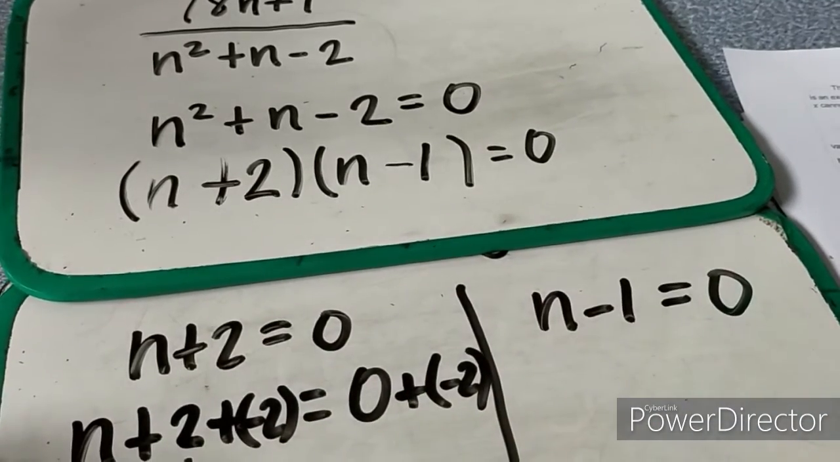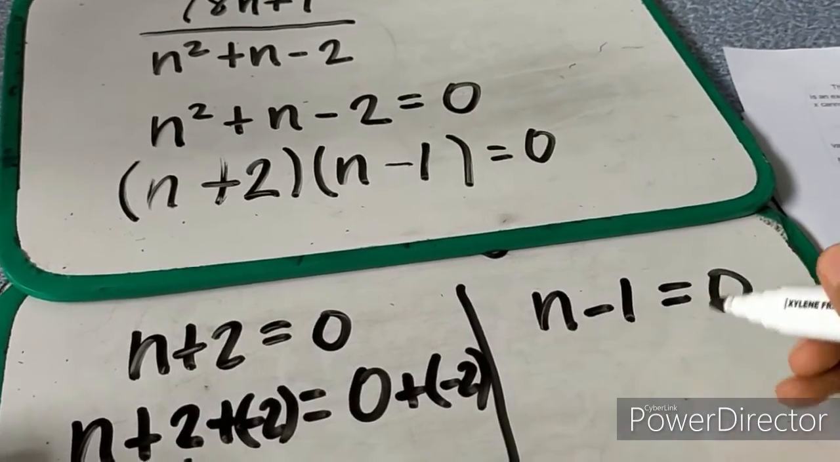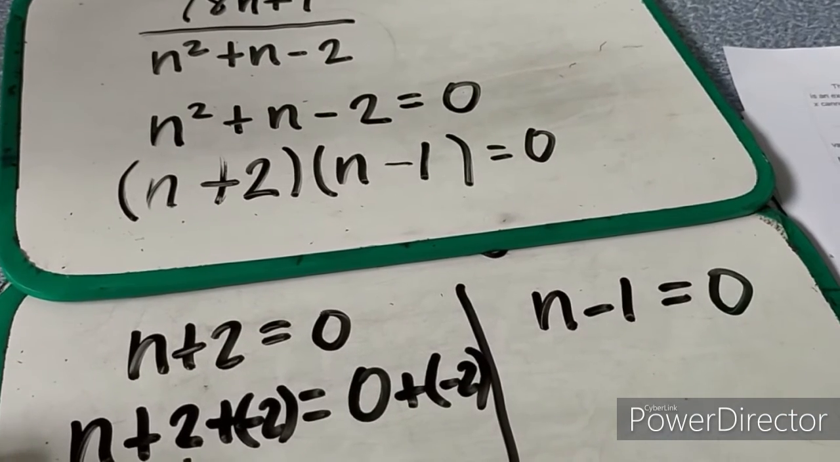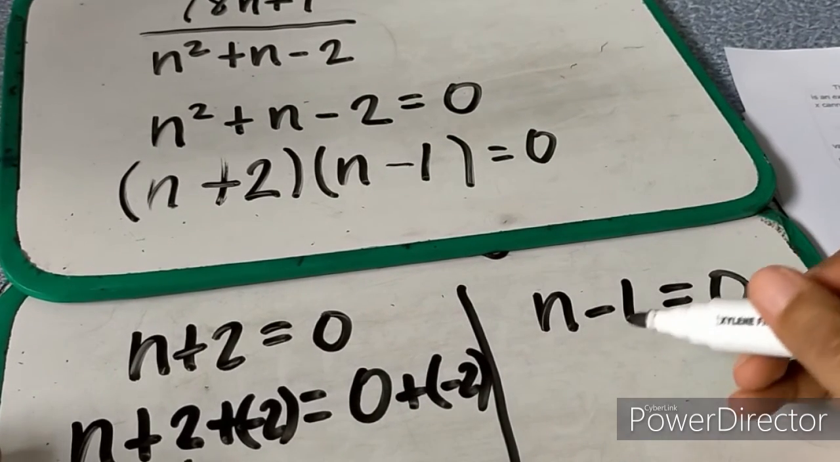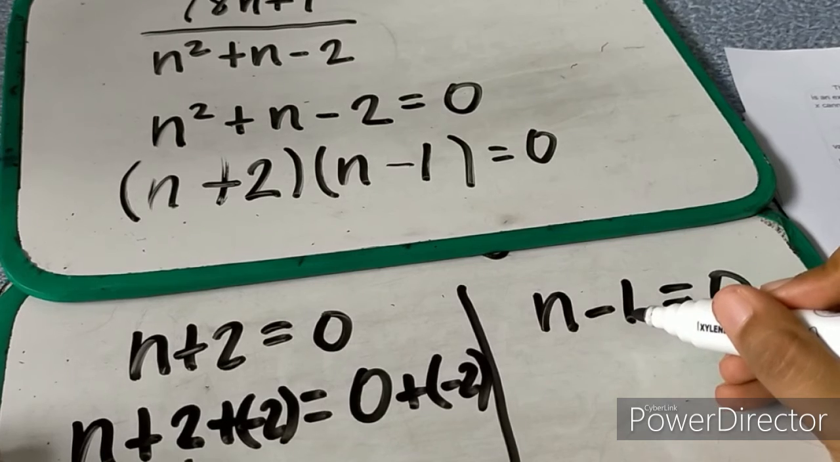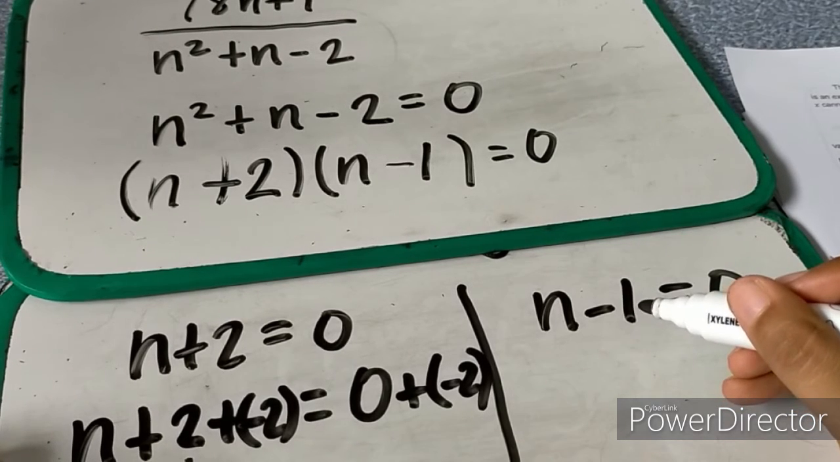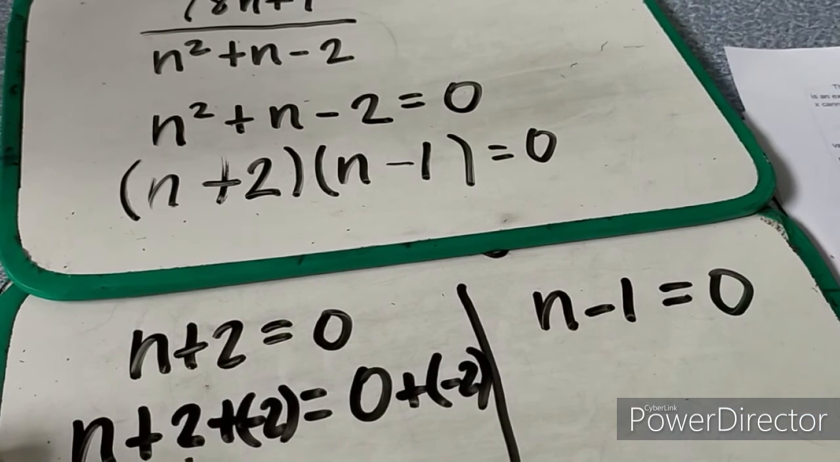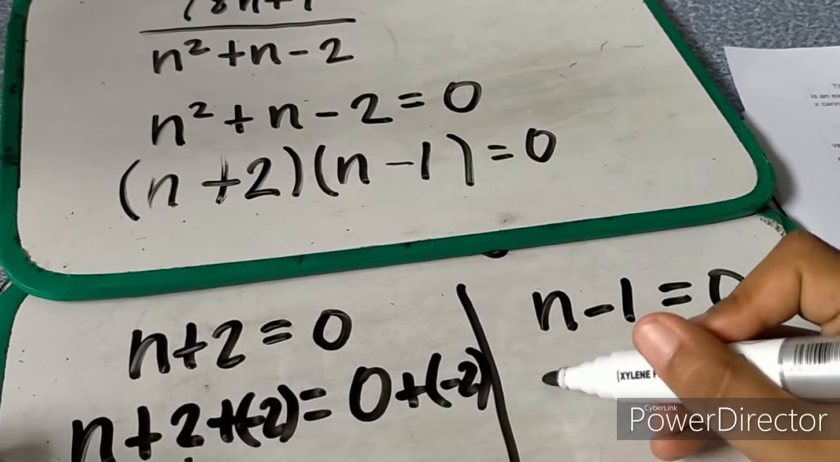How about on the other factor? n minus 1 is equal to 0. So, the same. Let's use the addition property of equality. Anong i-add natin sa negative 1 to make it 0? Correct. It is positive 1.